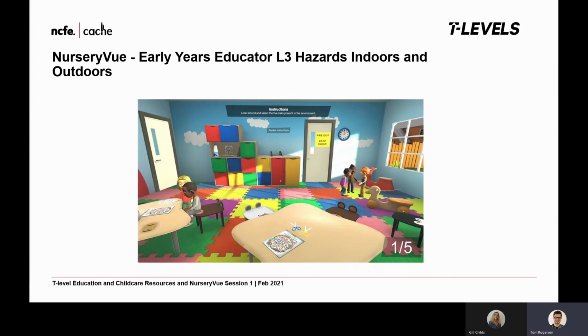For example, within this module, verbal instructions inform the student that there are 5 risks and hazards within the classroom, where students have to navigate around the room and to identify each one. The interactive nature of this means that students are encouraged to actively look around and spot each hazard or risk.